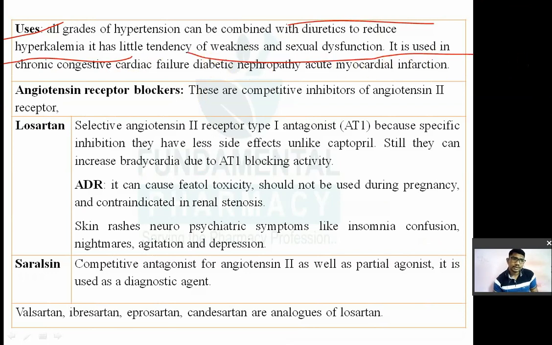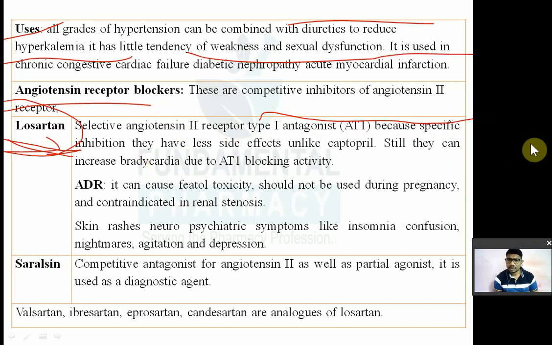Next kind of drug are known as angiotensin receptor blockers. These drugs competitively block the angiotensin second receptor. First drug is losartan. It is a selective angiotensin second receptor blocker. Because of the specific inhibition, they have fewer side effects than captopril and others. They can increase the bradycardia due to angiotensin receptor blocking.